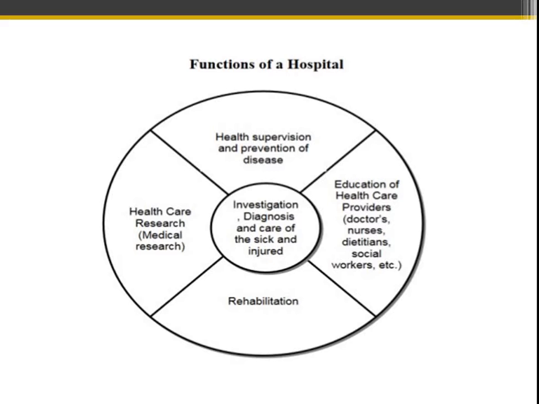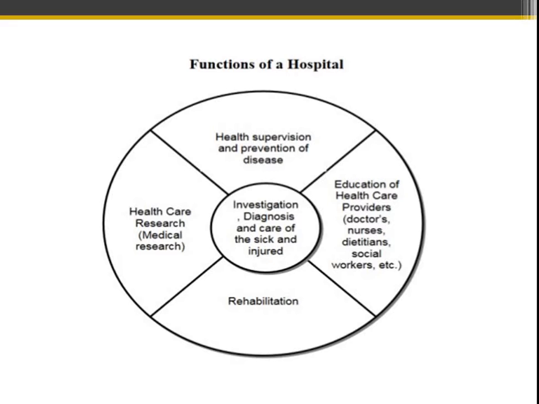Next would be rehabilitation. Rehabilitation might be for any group of people. For them, rehabilitation will work only in the hospital because we will have social workers and psychologists there who will rehabilitate the disturbed people into common rational people. The next would be healthcare research.